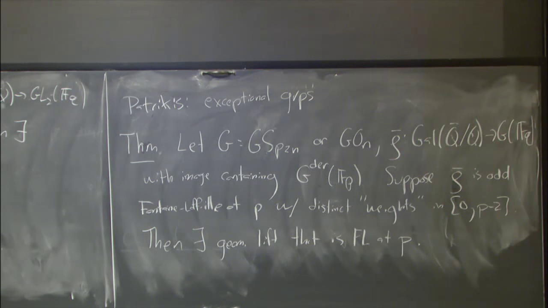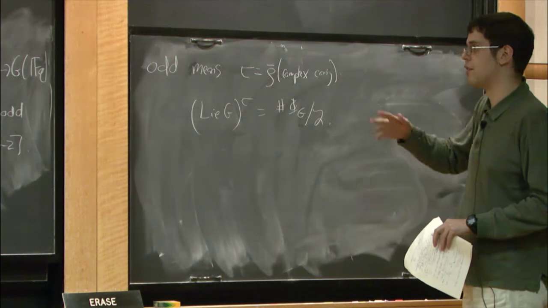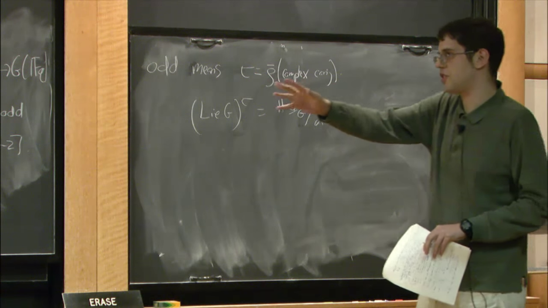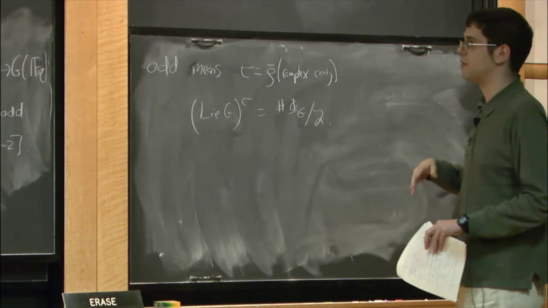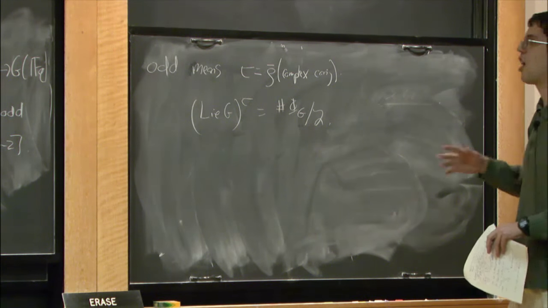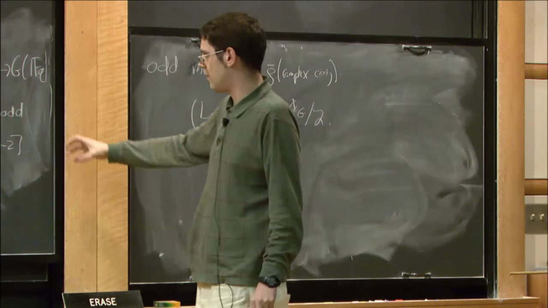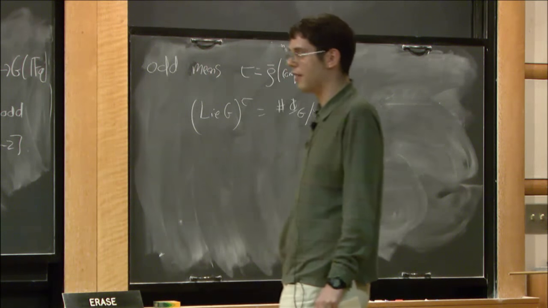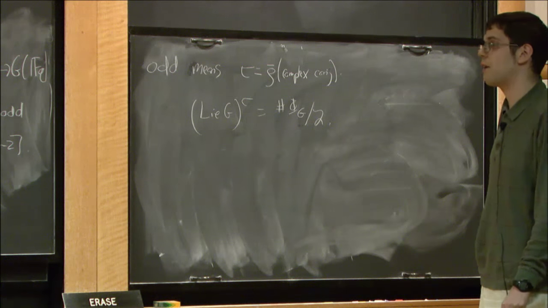Okay. So I want to set up some notation so I can describe how Ramakrishna's idea for GL2 generalizes, and then talk about the heart of the matter, which is the analysis of local deformation rings at primes which are not P.